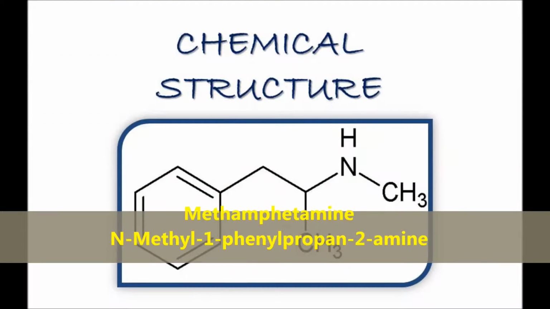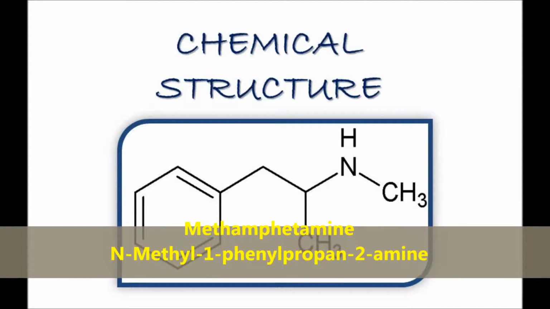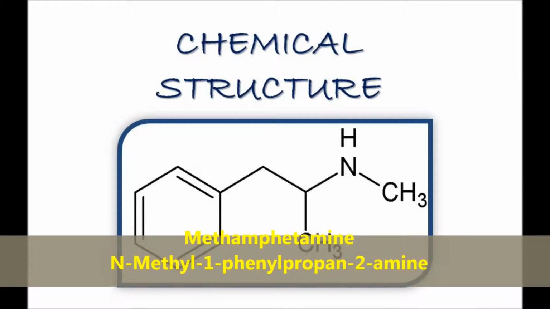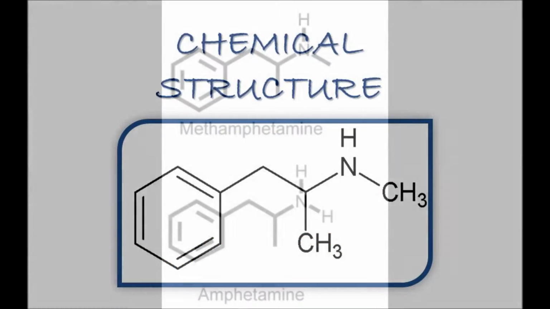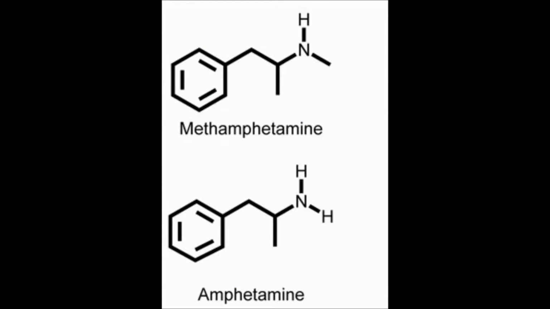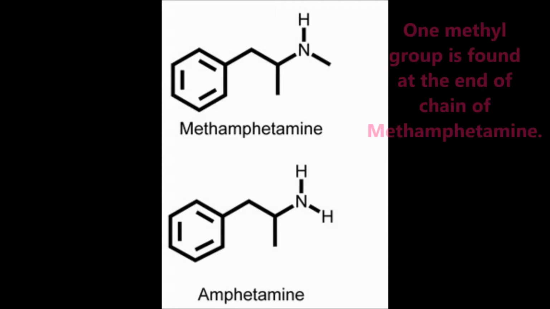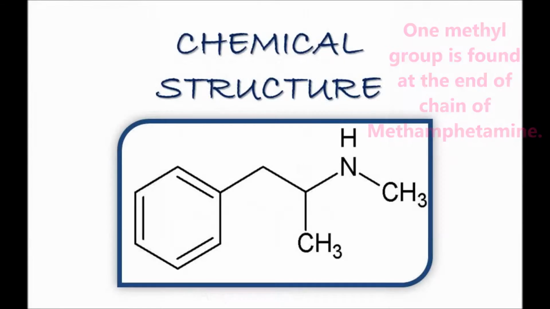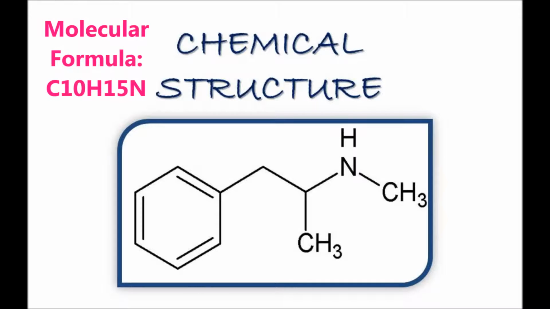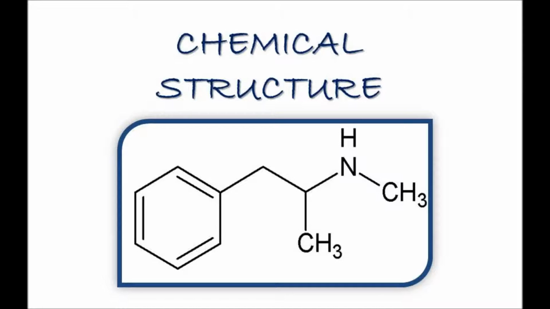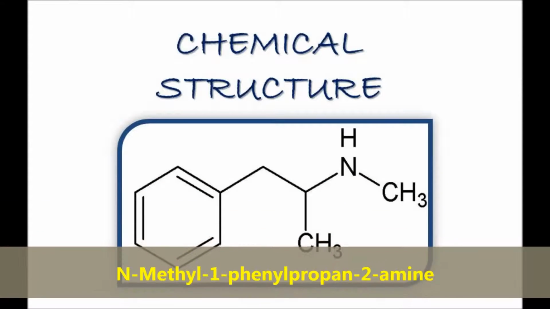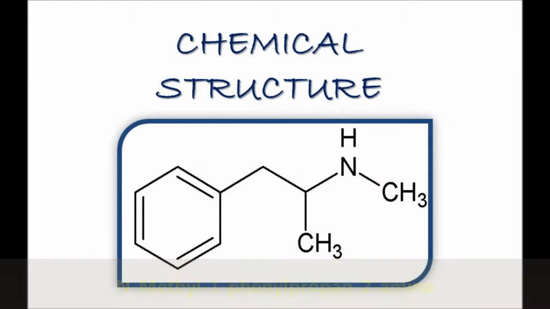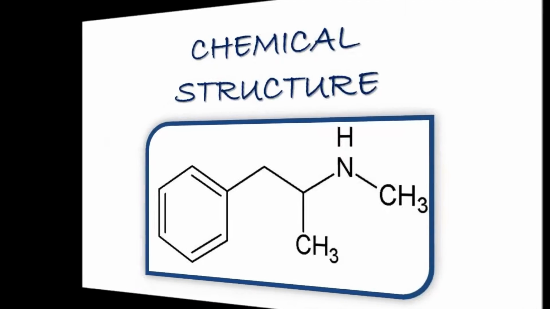The structure of methamphetamine is actually quite similar to amphetamine, since it is a derivative. Methamphetamine differs from amphetamine because of the methyl found at the end of the chain. The molecular formula of methamphetamine is C10H15N, as its name purports, N-methyl-1-phenyl-propyl-2-amine, which is made up of different bonds in the structure.